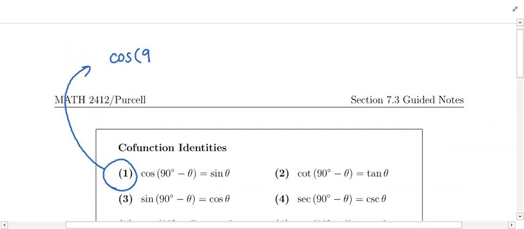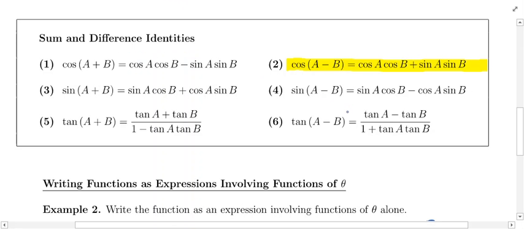So if I have the cosine of 90 degrees minus theta, all I have to do is apply the difference formula for cosine, because I have cosine of something minus something. So if you go back to page 1 and look at your sum and difference identities, actually I already have the correct equation highlighted. We're going to apply equation 2 here.